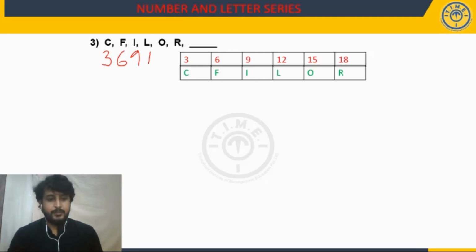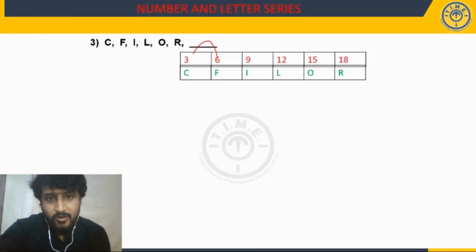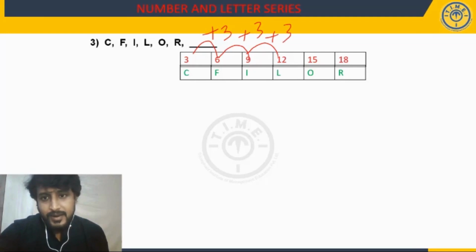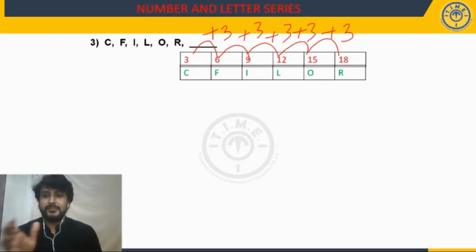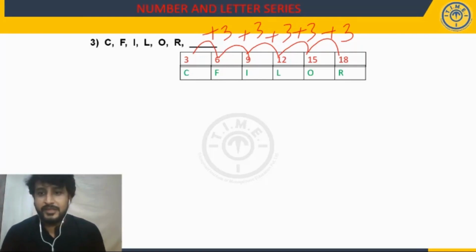So we have written the place values. Now when you look at these numbers, can you recognize any logic? 3 and 6, how much is it increased by? 3. 6 and 9? 3. 9 plus 3, 12. 12 plus 3, 15. 15 plus 3, 18. So plus 3, plus 3, plus 3, plus 3, plus 3. It is quite simple, right, when you write the place values of the letters. Now 18 plus 3 is 21.